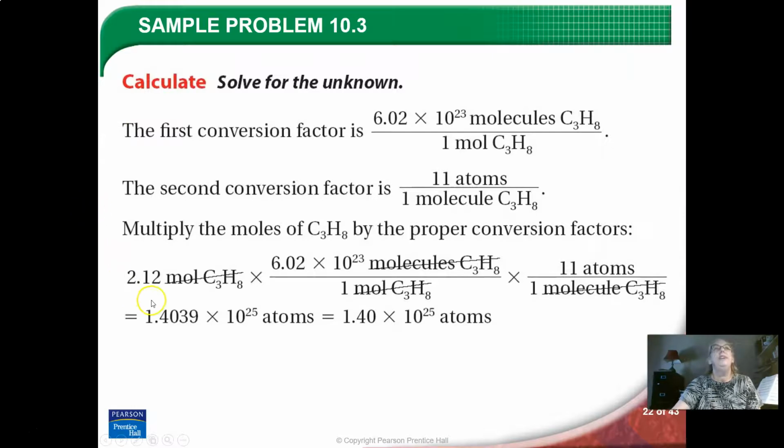So we started off with 2.12 moles of this guy. We got to get rid of moles, so it's going to go down below. We're going to change to molecules. Then they are not done yet. They want to know how many atoms do we have. So in one molecule of this, there's 11 atoms.